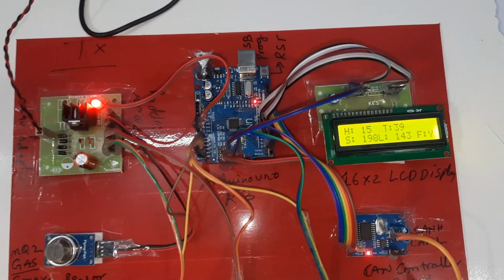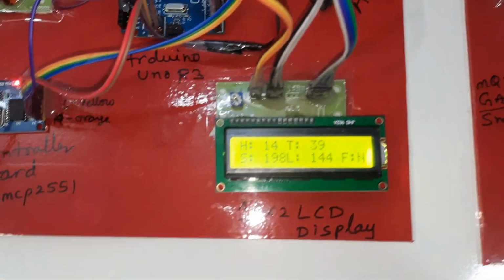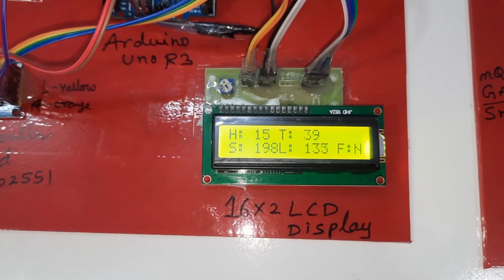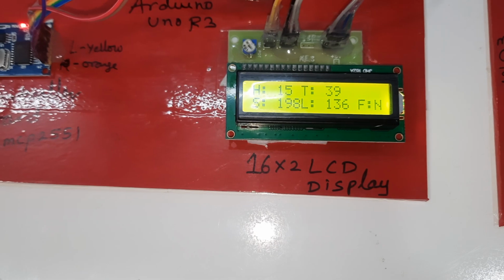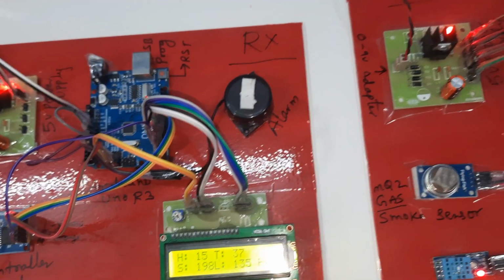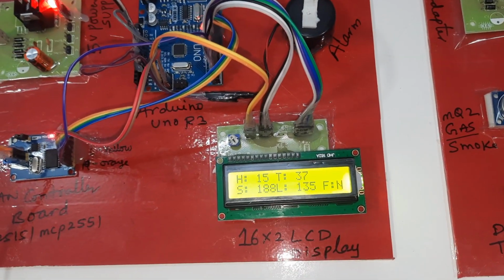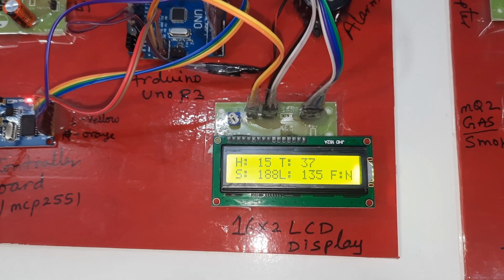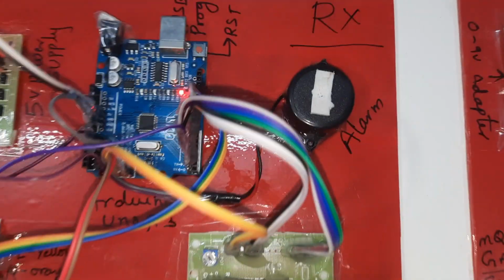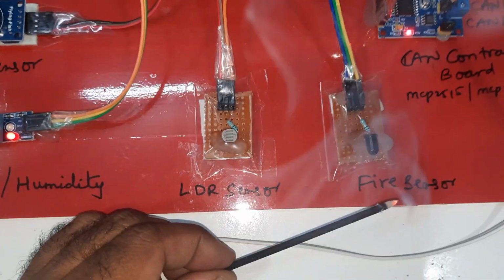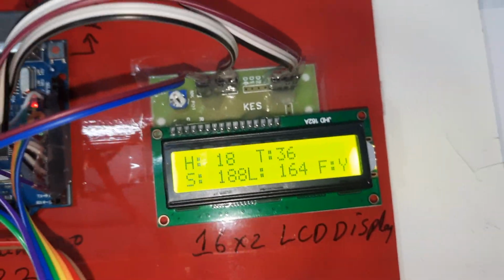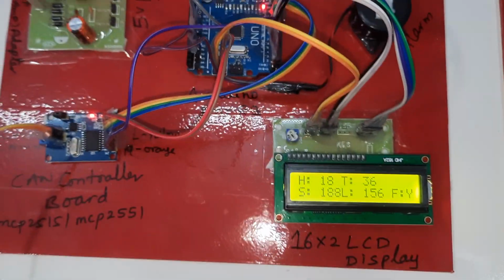H for humidity, T for temperature, and here is the smoke sensor, LDR sensor, and fire sensor. The alarm should be on. Fire, yes, fire, yes.